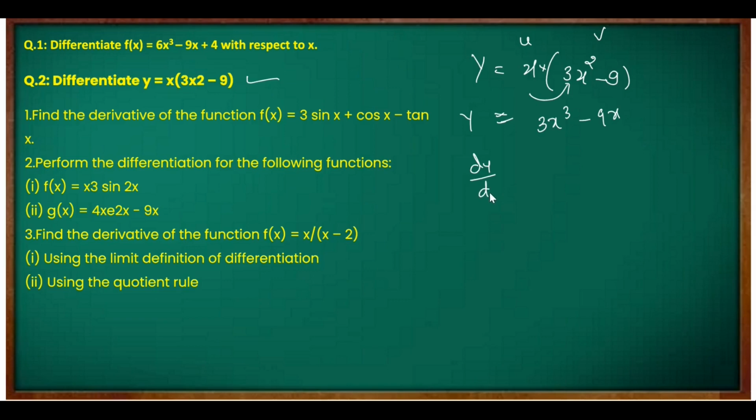So you will get dy by dx equal to 3. What is the differentiation of x cube? 3x square. Correct. Minus 9. What is the differentiation of x? 1. So you got 9x square minus 9. This is the answer. Correct.